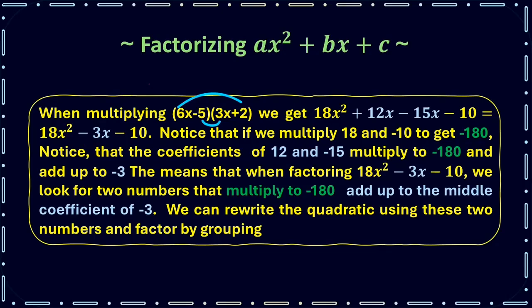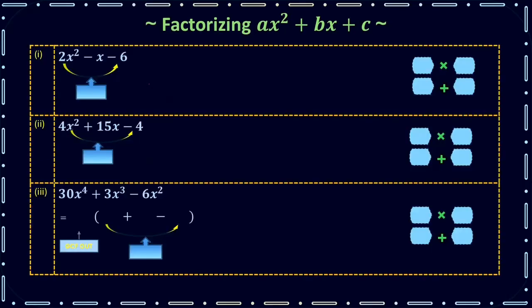Alright, so what does this mean? When we are factorizing a quadratic like this, we are going to first of all multiply the leading coefficient and the constant. Whatever we get, we look for two numbers, such as these two, that multiply to the product of these two, negative 180, and add up to the middle coefficient of negative 3. Let's look at a few examples.